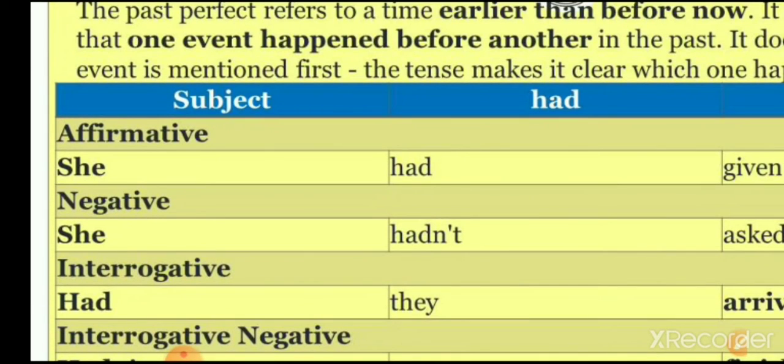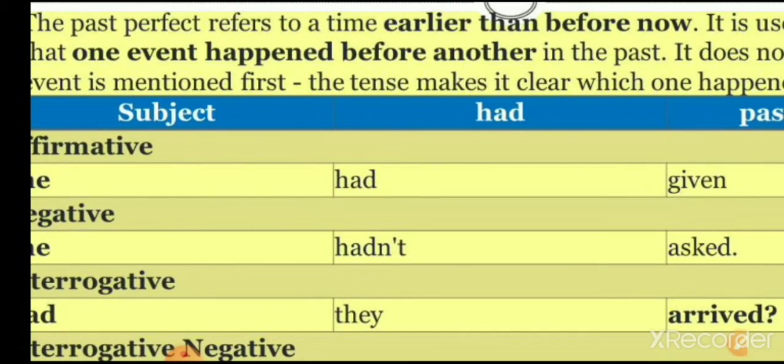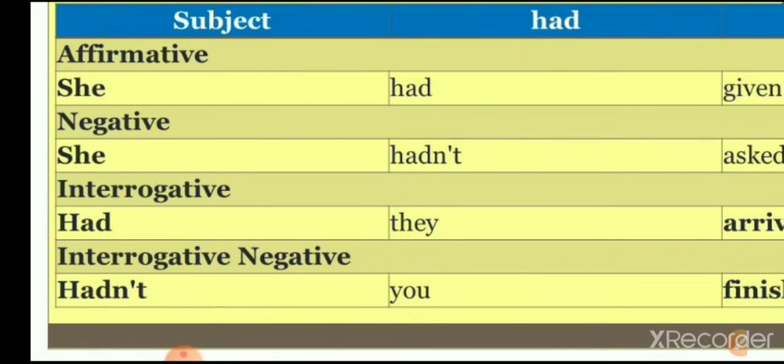The structure for affirmative is subject plus had plus past participle. In case of negative, its structure is subject plus had plus not plus past participle. In case of interrogative, its structure is had plus subject plus past participle. In case of interrogative negative, we have to use the structure as had plus not plus subject plus past participle.